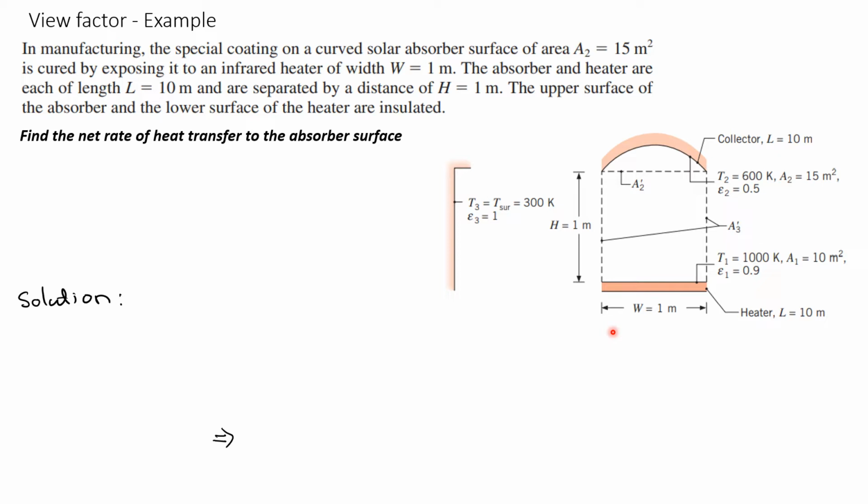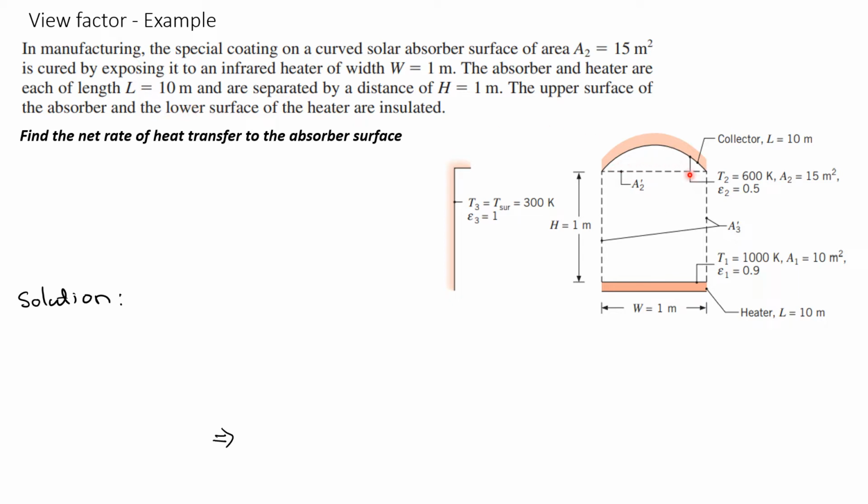In this example, we have a heater plate which is exposed to infrared radiation. The dimensions of this plate are given. The width is 1 meter and the area is 15 meters. And there's a solar absorber coating which sits over the plate, and it is 1 meter away from the heater plate, and it has a length of 10 meters.